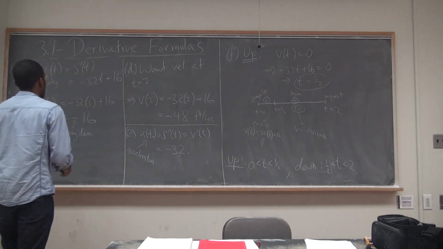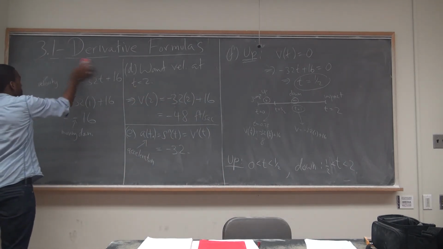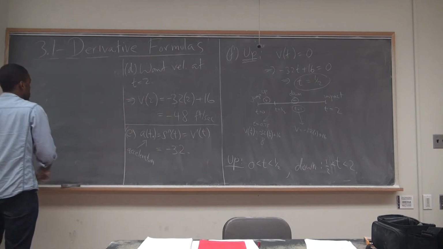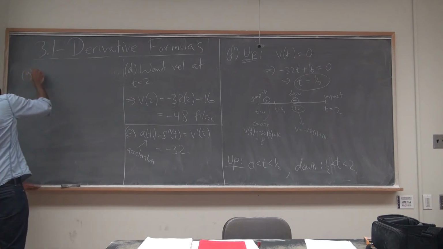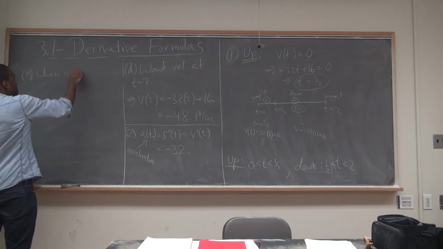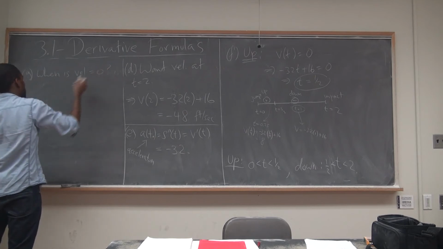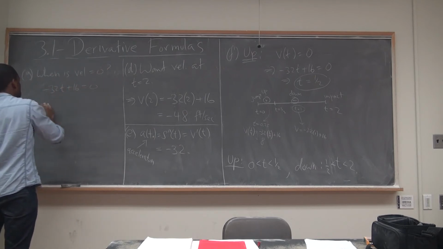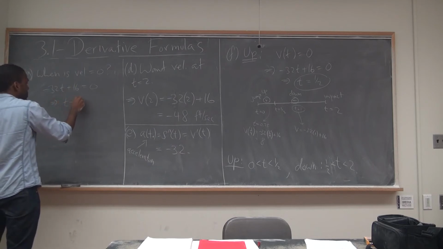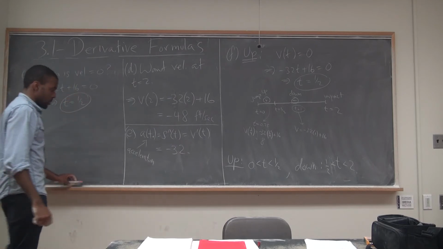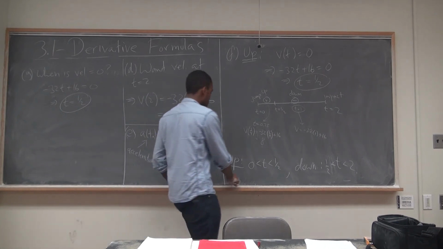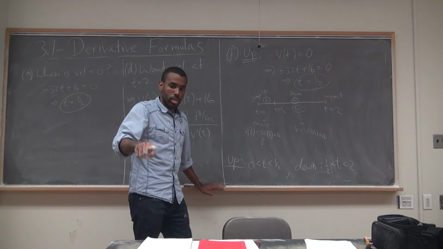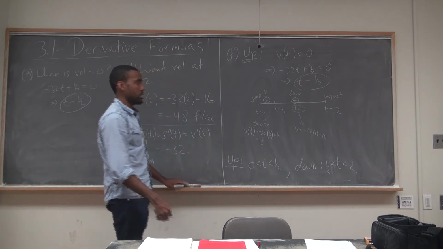Are we done? Almost. When is the velocity 0? That was the last question, which we had to answer. When is velocity 0? That just means minus 32t plus 16 equals 0, which means t equals a half. So essentially he jumps, he starts to move up, then he stops in the air for a split second and then starts to go down. That's how you change direction.